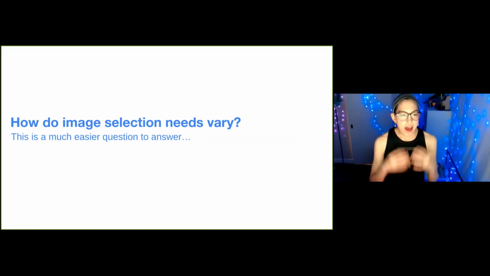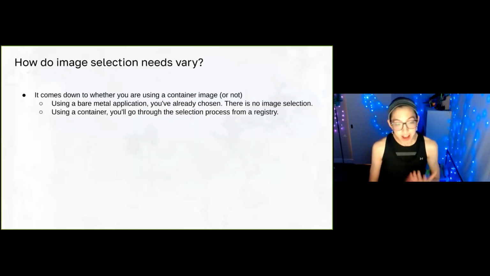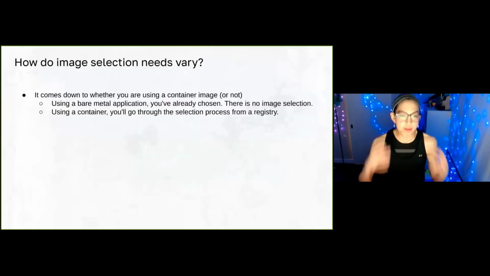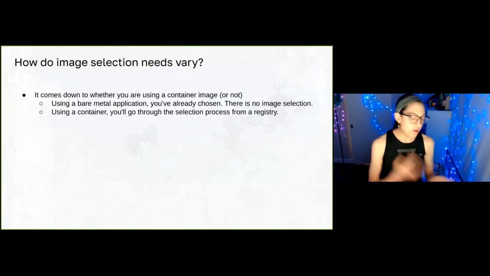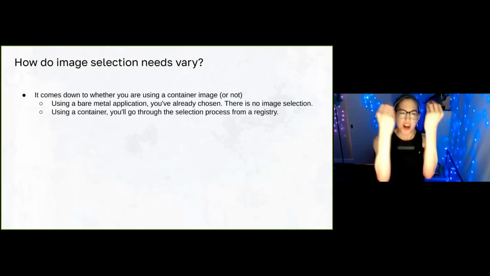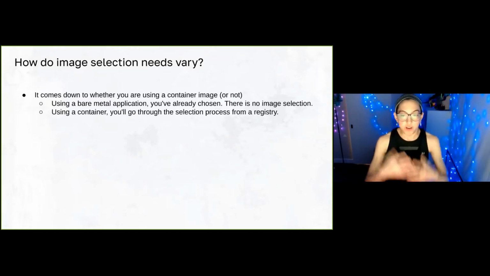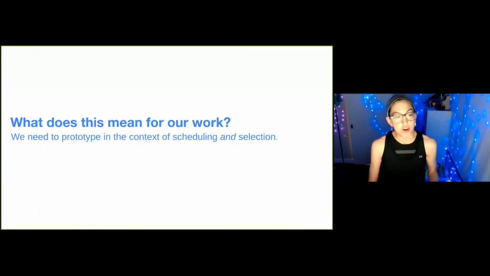Okay, so how do image selection needs vary? There's a much easier question to answer here. It comes down to whether you're using a container image or not. To summarize what we just talked about, when you're using a bare metal application, you have already chosen. There is no image selection, but when you use a container, you still need to go through that selection process from a registry.